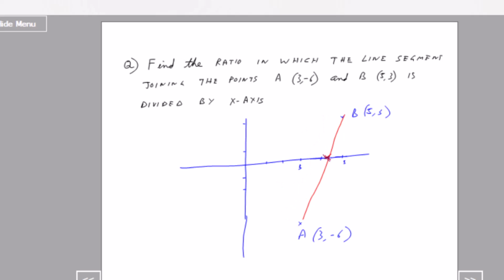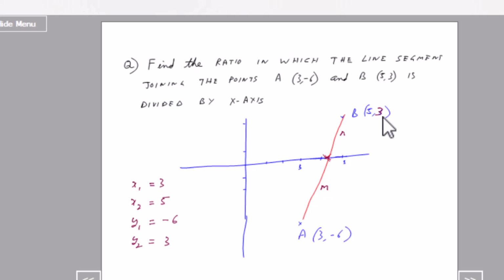So before we use the section formula, let us just list what all we have. We have x1 as 3, x2 equal to 5, y1 equal to -6, and y2 equal to 3. And let's just put M and N over here. M is to N.